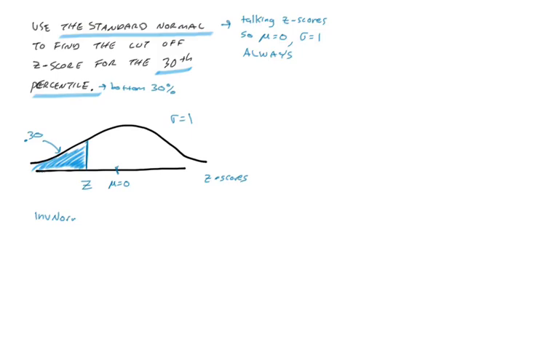So again, we're going to use an inverse norm because we're working backwards. And it's always going to be area to the left here, which is 0.30. Our mu is 0 and our sigma is going to be 1 in this case. And that gives us about negative 0.52, since we're to the left of the mean. It's about half a standard deviation to the left.